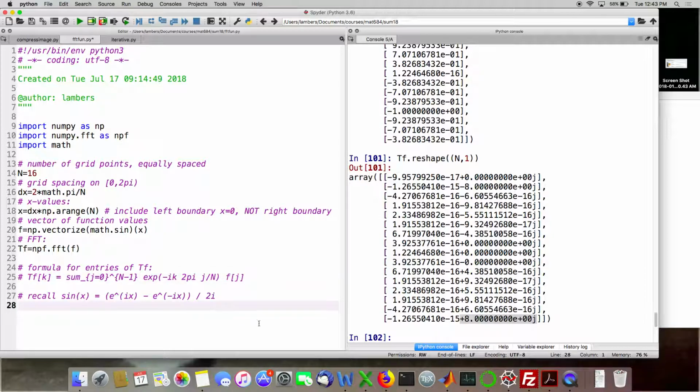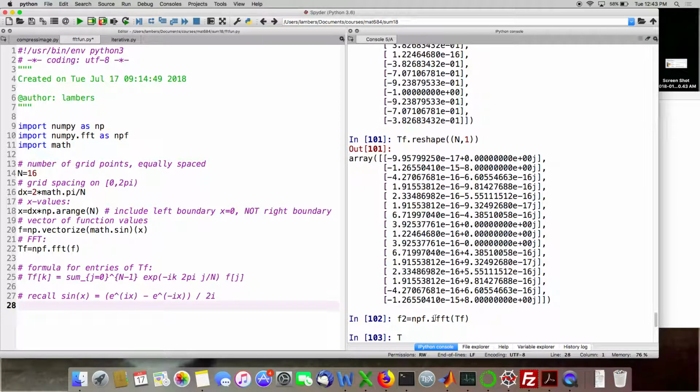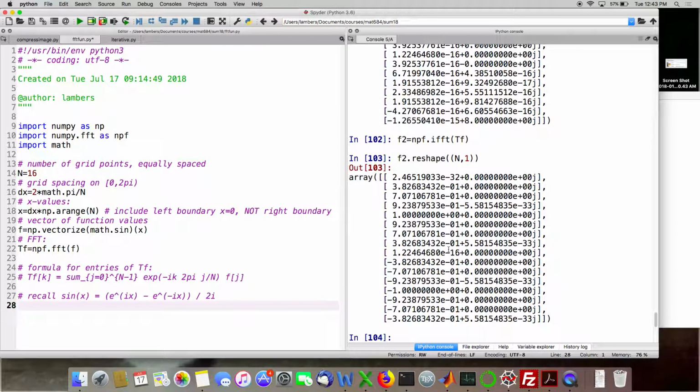Now I can also do the inverse. f2 is npf.ifft, and MATLAB has the same thing, the ifft function, of tf. And I want to print that as a column vector. And here we go. Now, these are essentially the values of f, except there's some round-off error involved. Like the first value is supposed to be sine of 0, which is 0. Instead, it's something times 10 to the minus 32. So we do have some unfortunate round-off error there, but otherwise, the result is correct.